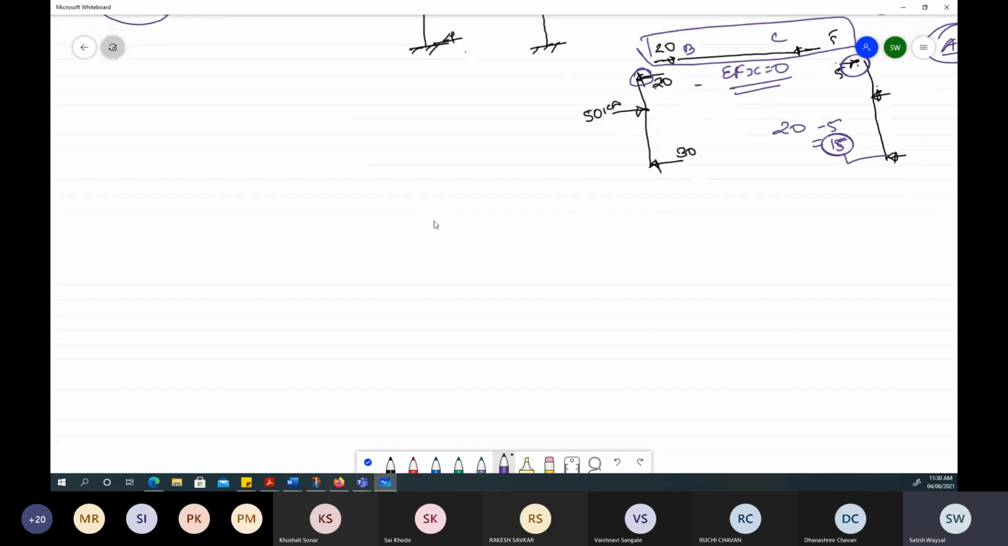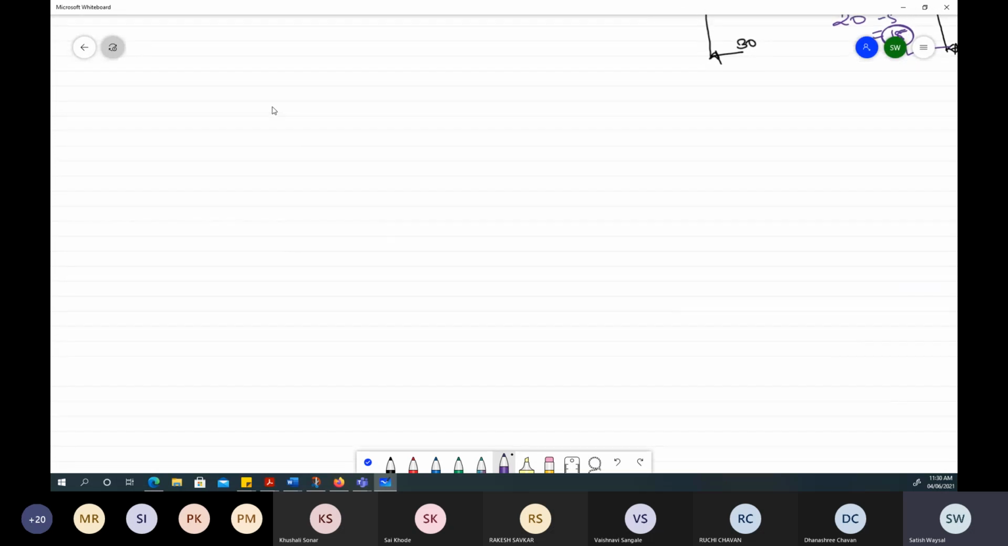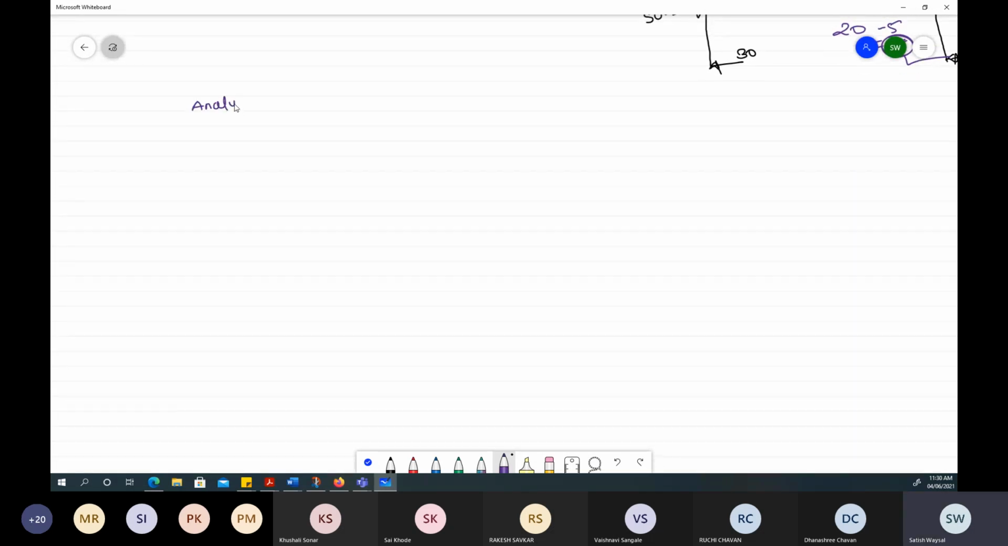Okay, so write down: analyze the frame as shown in the figure. I will take a somewhat complicated, more difficult frame where all types of loadings will be there, so that you will have minimum problem for understanding. Let's say this.